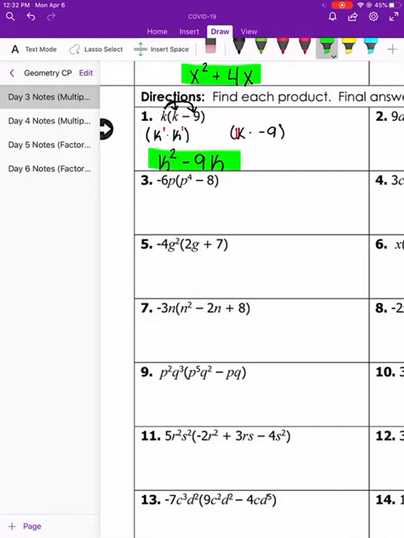And that is your answer. These are in standard form because if I look here, I see that I go 2 and then I decrease to my understood 1.